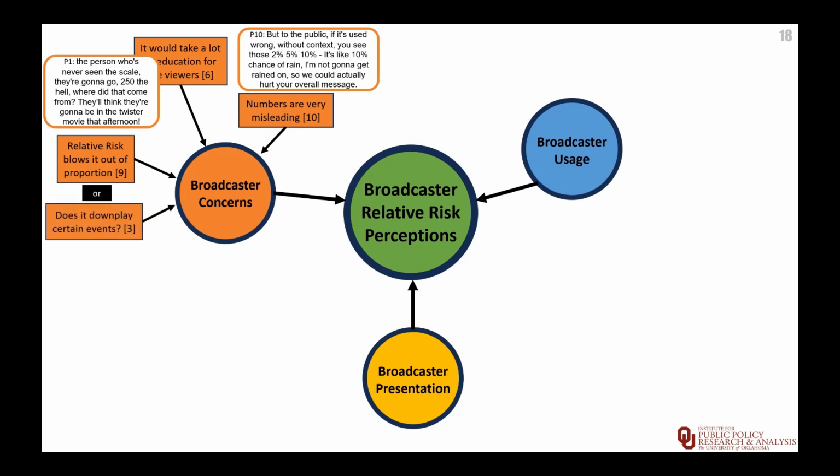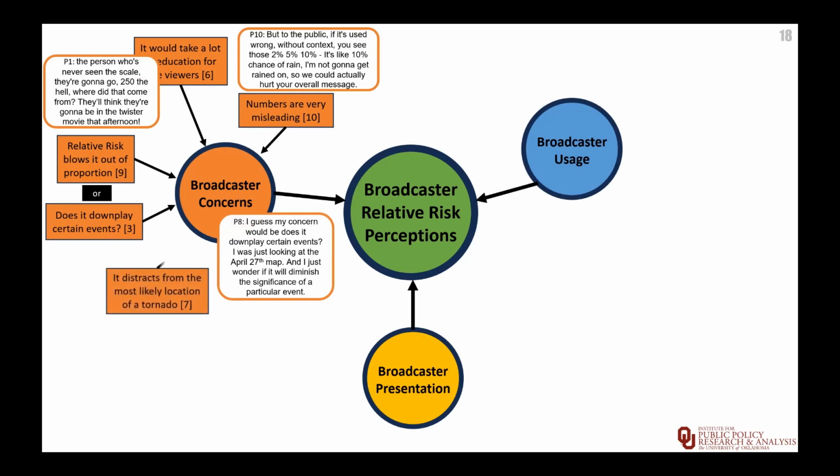But there also were a few broadcasters that felt that the relative risks actually downplay the risk of tornadoes. For example, looking at the April 27th map, and they wonder if it will diminish the significance of some of those extreme events that occur during a time of year where you already expect tornadoes.